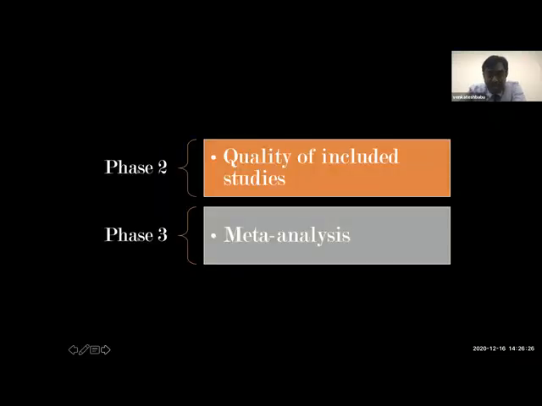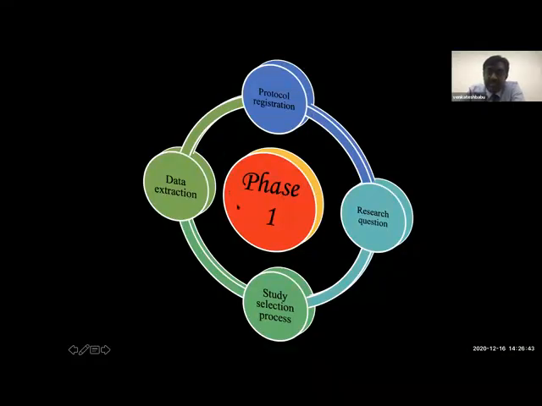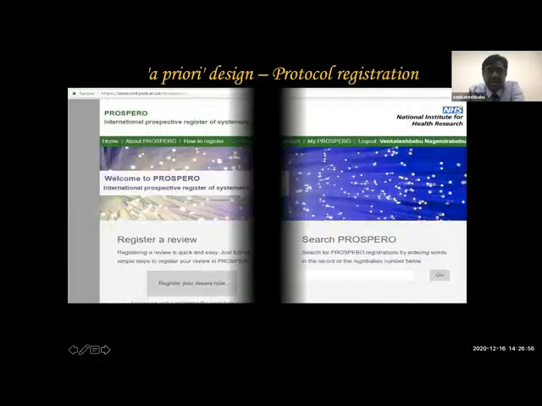Phase two and phase three. Phase two is the quality of included studies, that is risk of bias assessment. This will be dealt with by Dr. Saju. Phase three is meta-analysis. Okay, so as I told you, I will be dealing with phase one: protocol registration, research question, study selection process, and data extraction. So now coming to the a priori design, protocol registration.